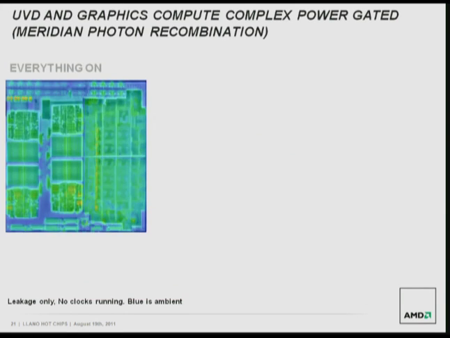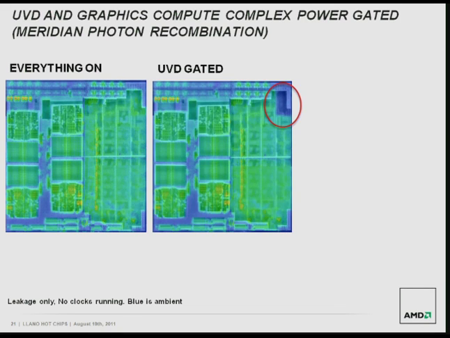So if we look at terms of effectiveness, these are Meridian photon recombination shots of the die on a tester. Basically, the brightness here is an indication of leakage of the part. There's no clocks running at this point. There's a 30-second shot that's taken of the die, and we can figure out where the power has been burnt. So on the left here, the first thing we have is everything turned on.